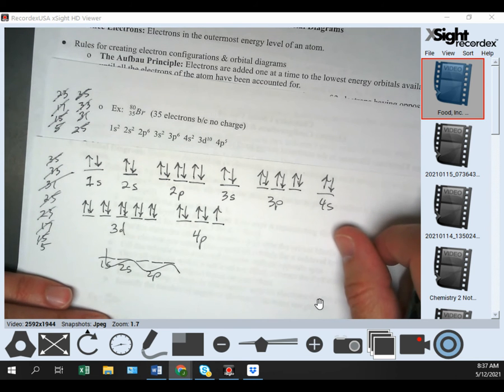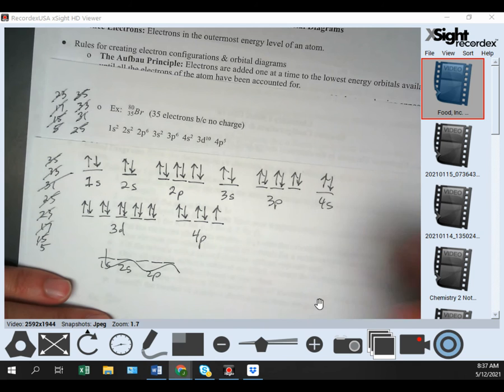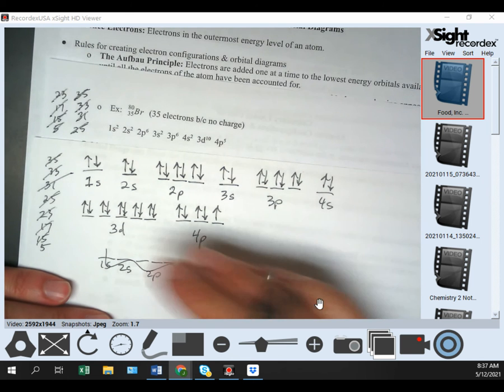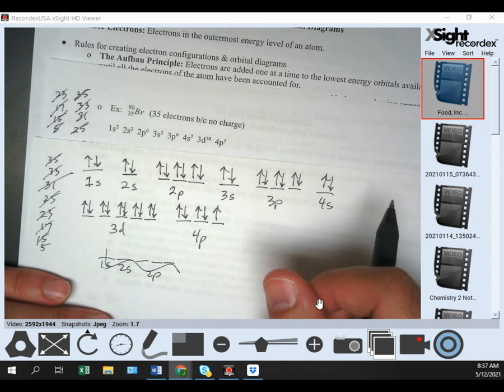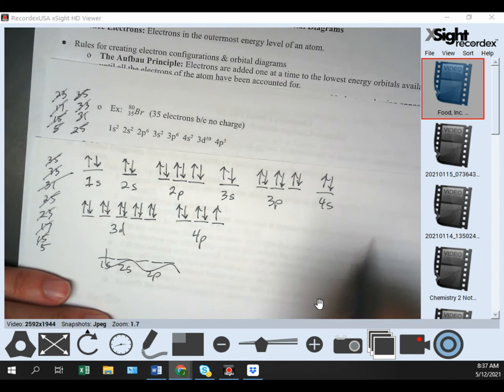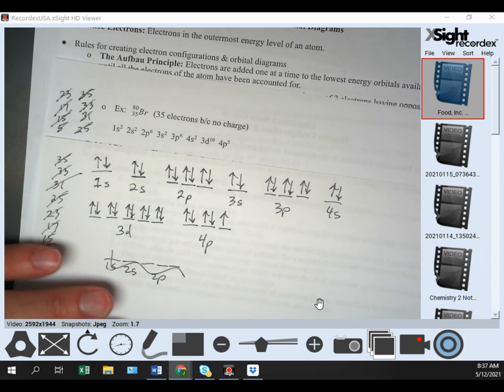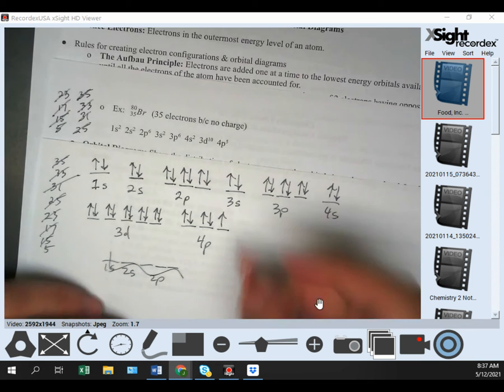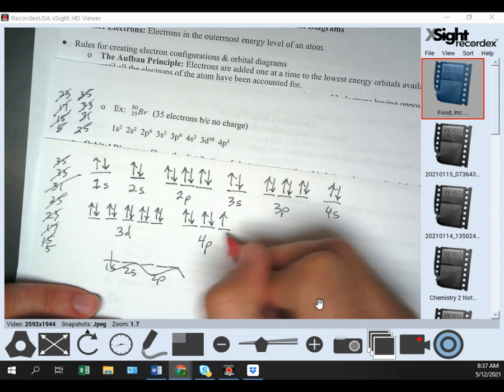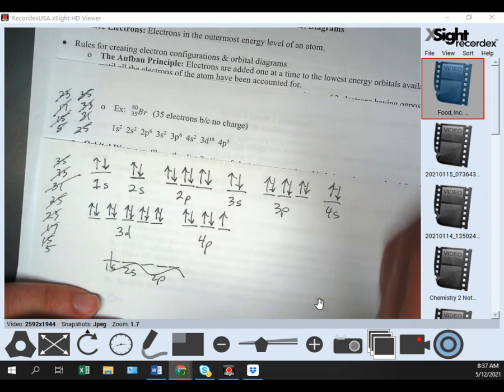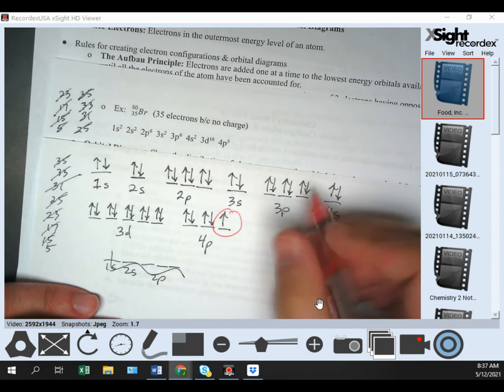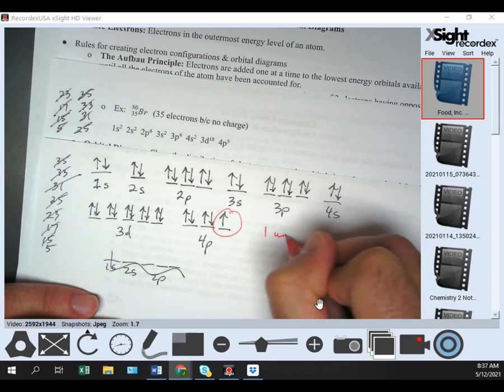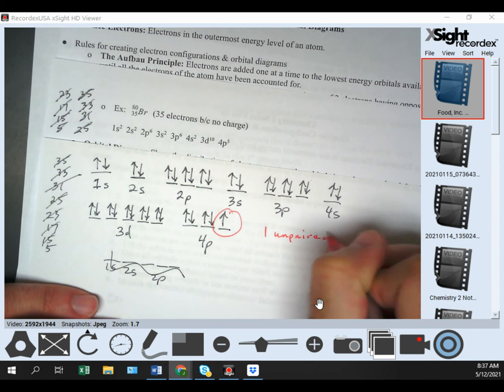Then the last thing you do, a lot of times I'll ask you how many unpaired electrons there are. So unpaired electrons are any line, any orbital that has one electron in it. So this would be one unpaired electron.